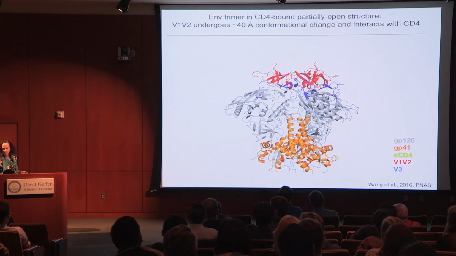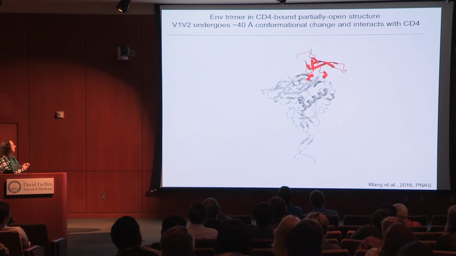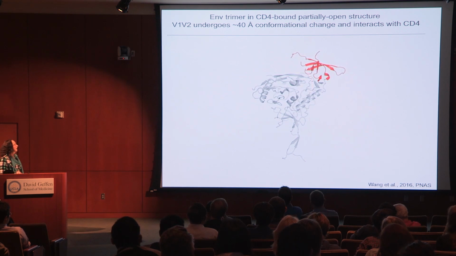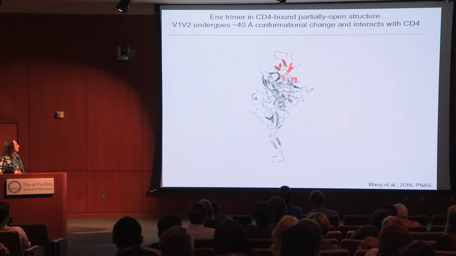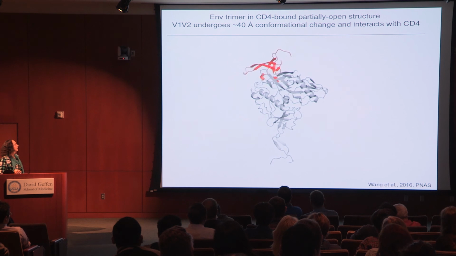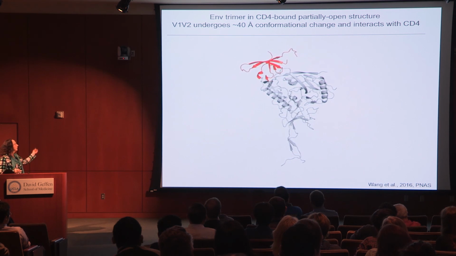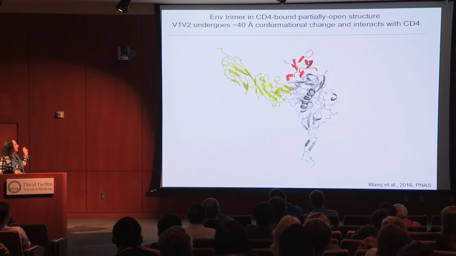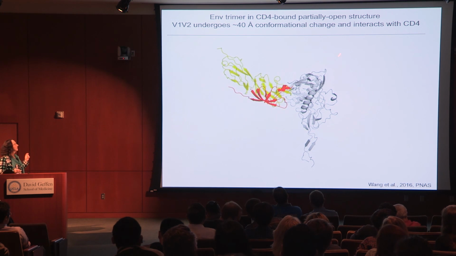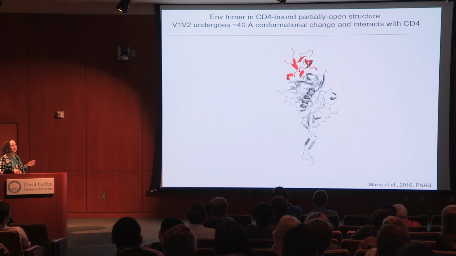And CD4 actually contacts, so this is just a monomer now, and you're seeing where the V1, V2 loops are. And then when CD4 comes in, you'll see that the V1, V2 loop moves by this 40 angstrom distance, and then it contacts the bound CD4. So that's what stabilizes V1, V2 in this new conformation. And then that allows the co-receptor to bind. We can't see the co-receptor binding loop. It's disordered in this structure.